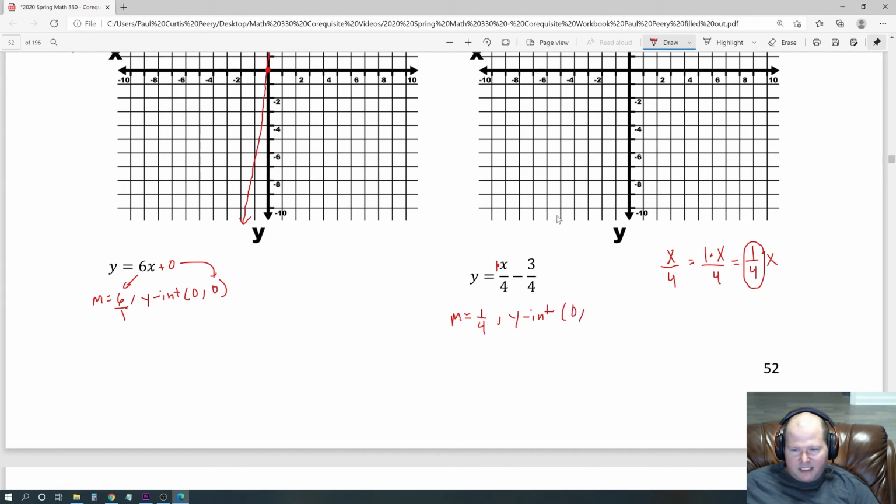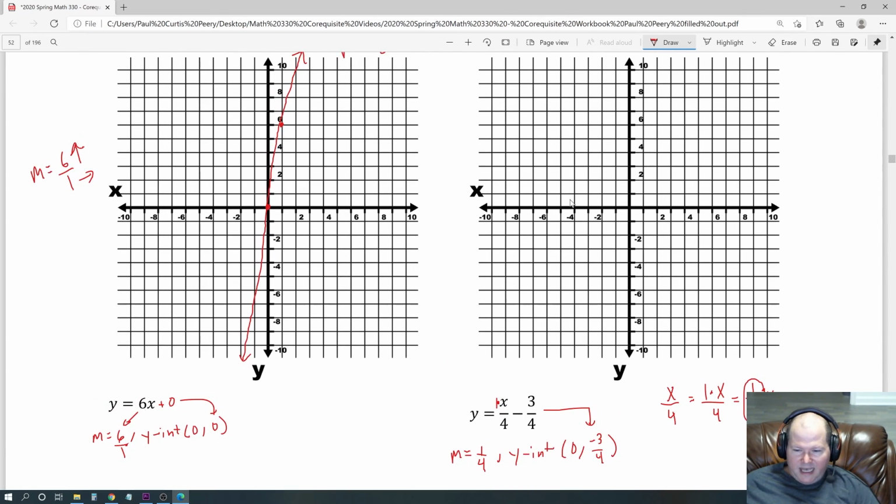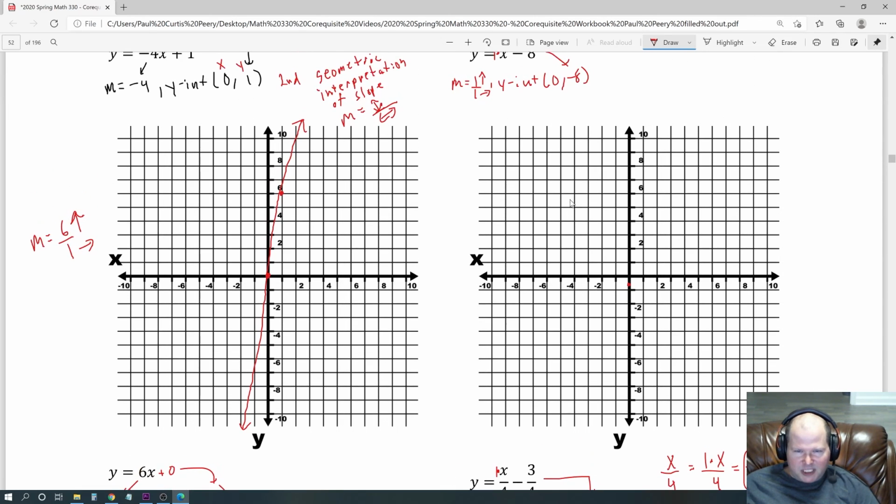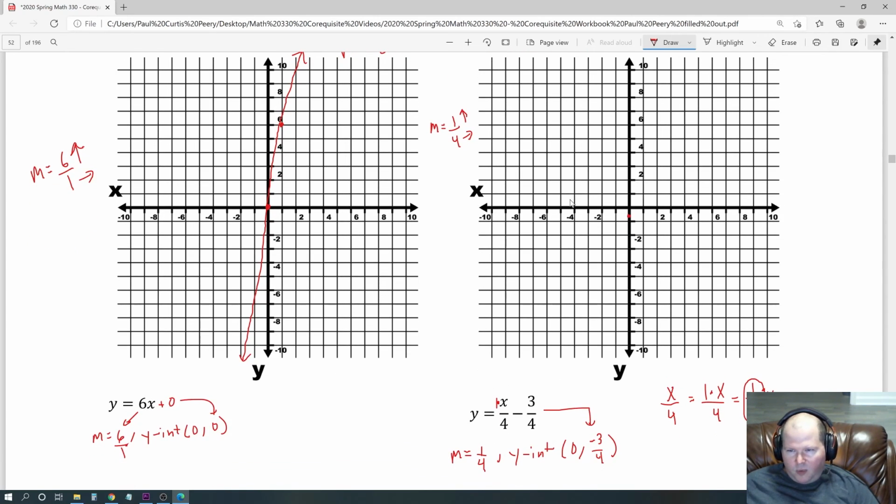And my y-intercept is 0, and then we plug this in, -3/4. Now, this is a little more complicated in that it's going to be really difficult to plot this point there, the -3/4. All right, so -3/4 is going to be down, not quite to -1, but pretty close. And that looks like the slope is 1/4. So the geometric interpretation of the slope, 1/4, is going to be up 1 and to the right 4. Up 1 to the right 4.